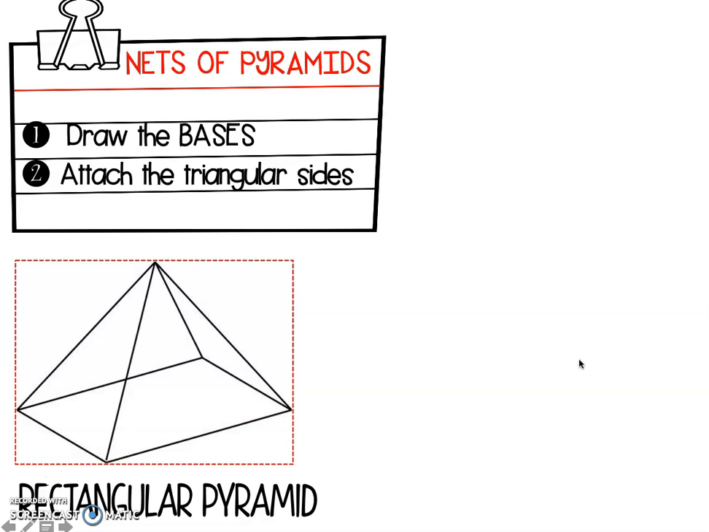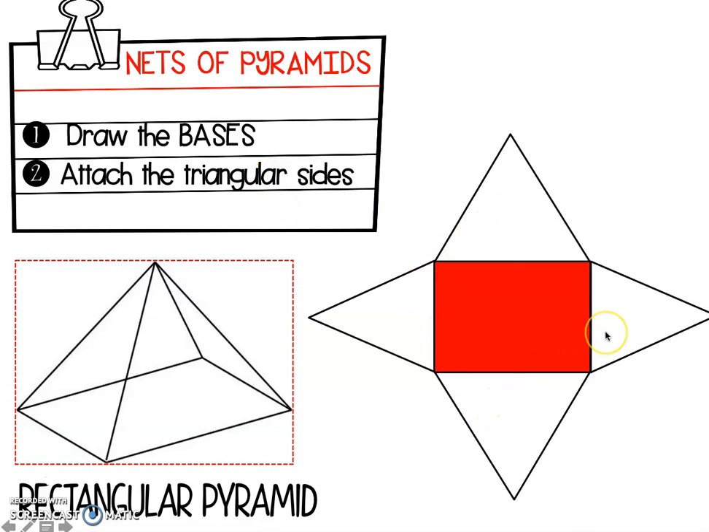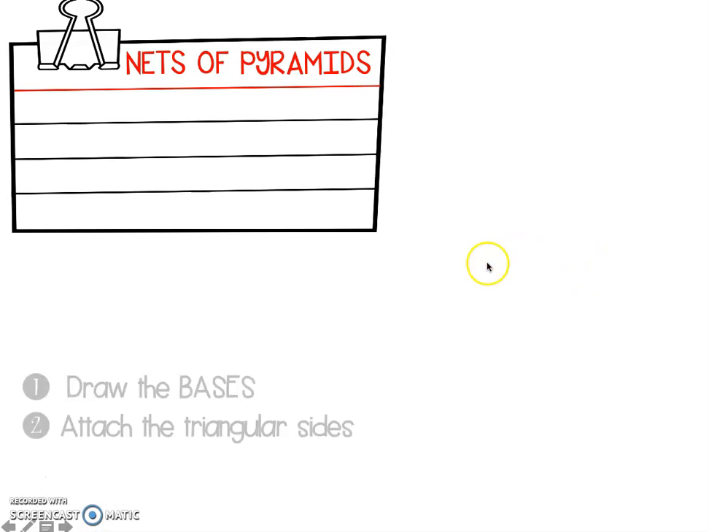Same thing for my rectangular pyramid. I'm going to draw the rectangular base first. Here's my rectangular base. And then I'm going to attach the triangular sides. So I have 1, 2, 3, 4 triangular sides on this one. That's my net of a rectangular pyramid.